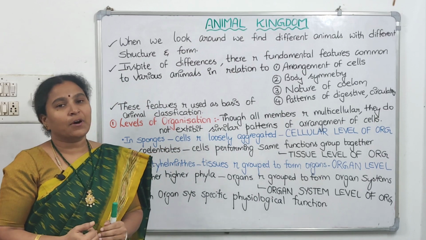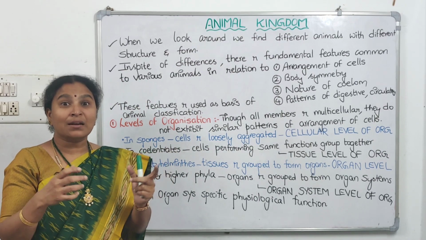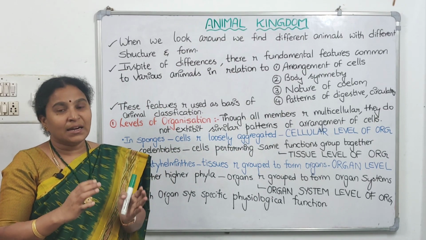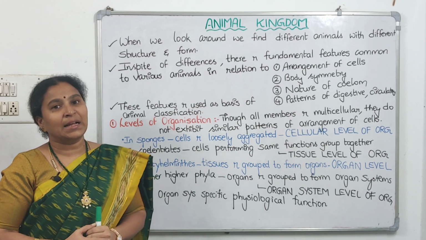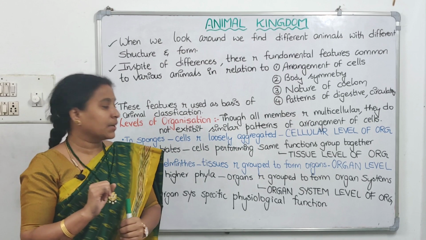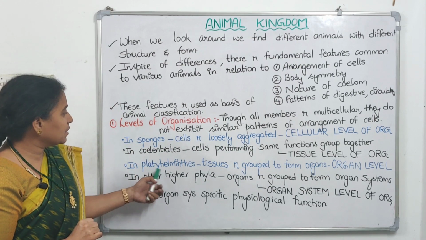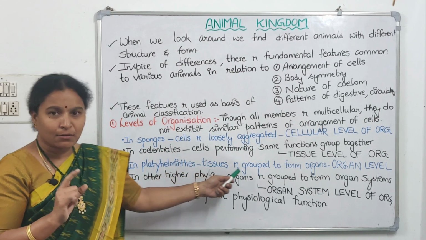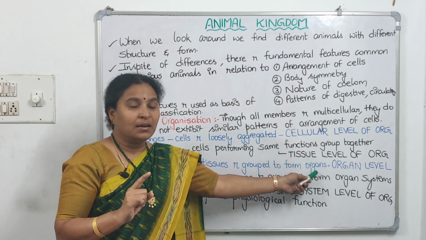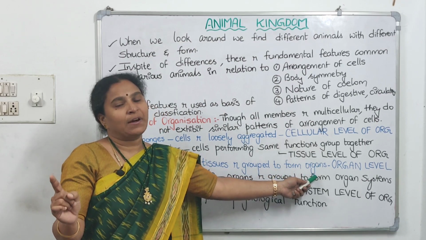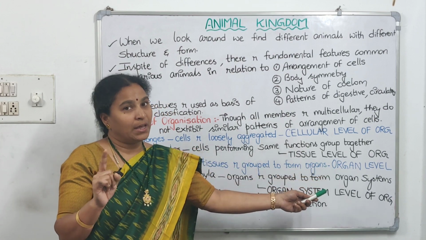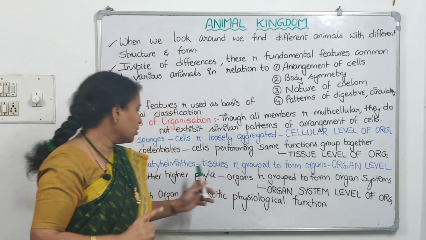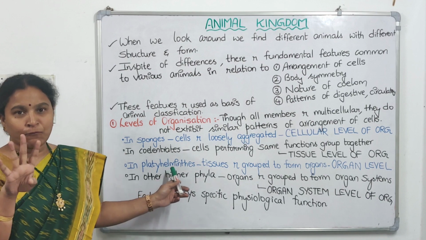Now the third level of organization is where tissues are grouped together and directed to make an organ, and the organ has a specific function. That is called organ level of organization. That comes in Platyhelminthes. In Platyhelminthes, the tissues are grouped to form an organ, and that organ will do one function. What is that level of organization called? Organ level of organization. Where do you find it? In Platyhelminthes. That's the 4th phylum.